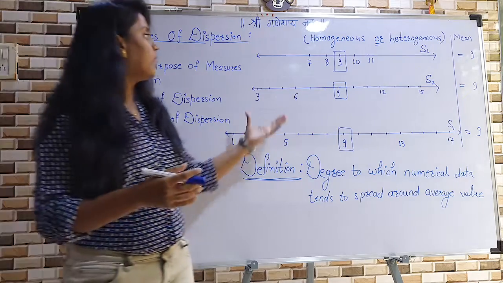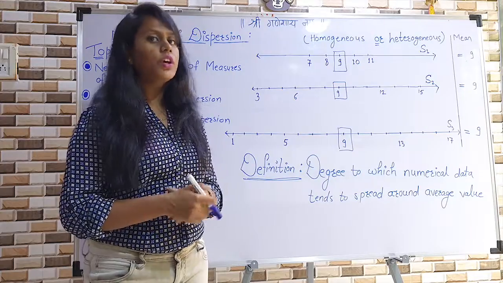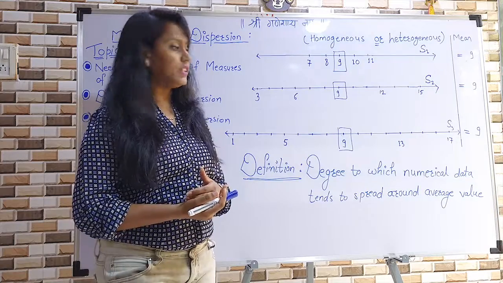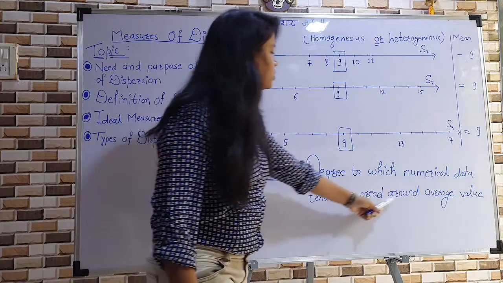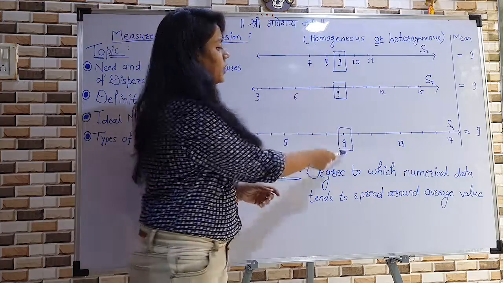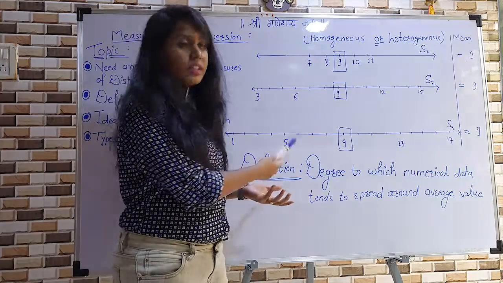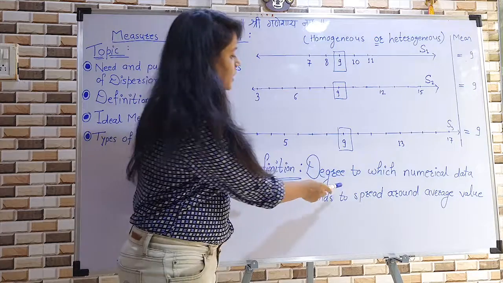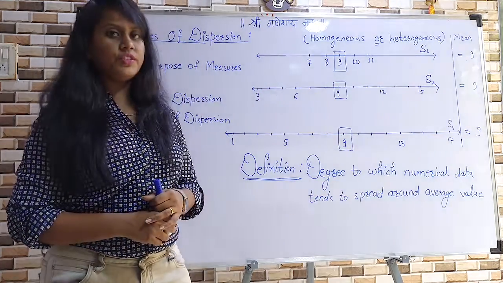Okay, then once it is important, once it is needed, how to define it, that is important. So on the basis of the entire discussion we can conclude here that it is the degree to which numerical data tends to spread around an average value. Because ultimately, once we have calculated the average, we are calculating how much dispersed, how much scattered our data is. Hence it is nothing but the degree to which numerical data tends to spread around an average value.